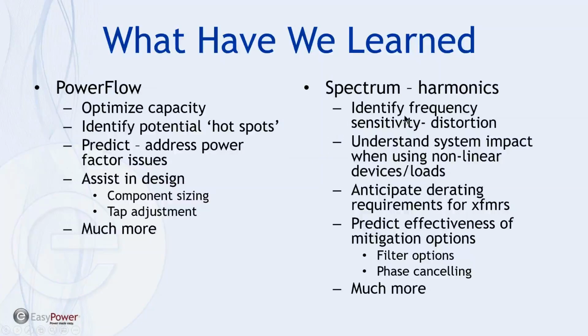Likewise, in harmonics, we can use it to identify sensitivity in our system to certain frequencies, and we can verify if it's a distortion that would be of concern even out to the grid restrictions. It gives us the ability to understand impact when using nonlinear loads, especially in a new design or an older system. We can verify the need for transformer derating, and the costs involved. It's better to deal with it on the front end of specifying a transformer rather than afterwards when you have heating caused by the excessive harmonic content.